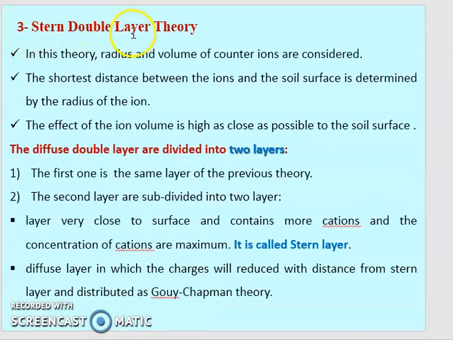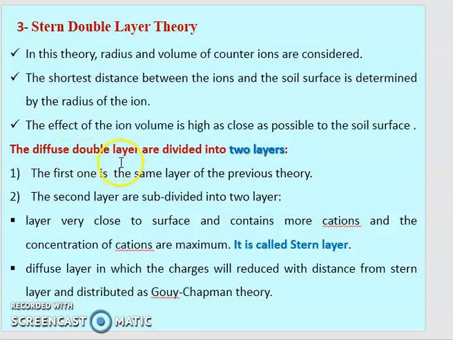The third is Stern double layer theory. Stern combined Helmholtz and Gouy-Chapman theory. In this theory, he assumes that the radius and volume of the counter ion are considered. The shortest distance between the ion and the soil surface is determined by the radius of the ion. The effect of the ion volume is high, as close as possible to the soil surface.